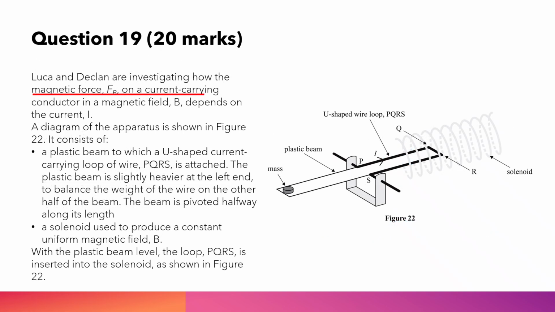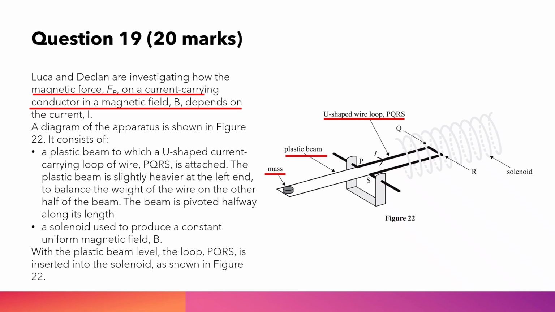Luca and Declan are investigating how the magnetic force, Fb, on a current-carrying conductor in a magnetic field, B, depends on the current, I. A diagram of the apparatus is shown in Figure 22. It consists of a plastic beam to which a U-shaped current-carrying loop of wire, PQRS, is attached. The plastic beam is slightly heavier at the left end, to balance the weight of the wire on the other half of the beam. The beam is pivoted halfway along its length.